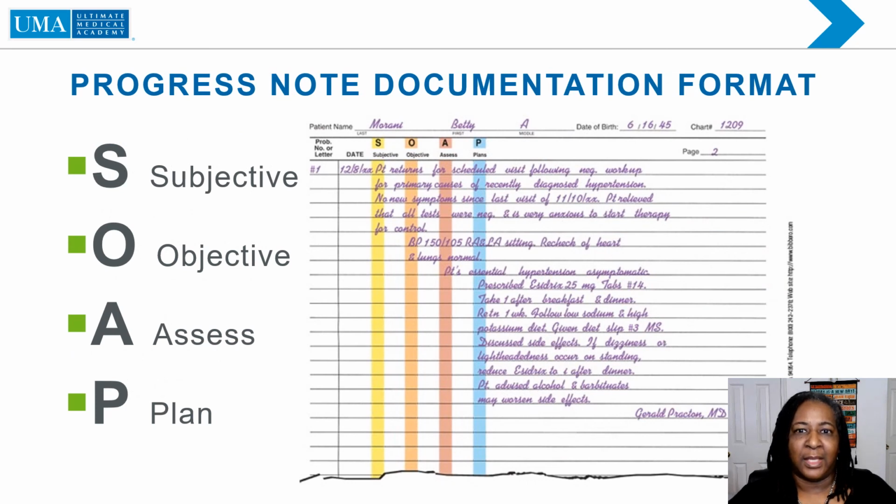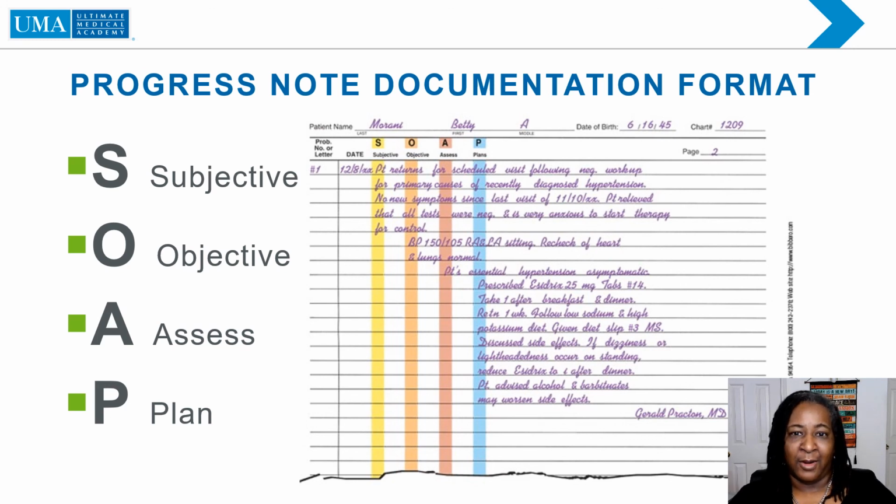The progress note documentation should also follow a format that helps to present the information uniformly and in a progressive order. One format that we use in the medical field is called the SOAP note: subjective, objective, assess, and plan. Remember that the subjective is what the patient says, the objective is what you observe, then the assessment and the plan.